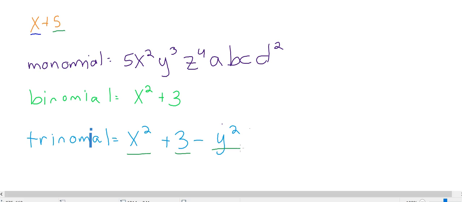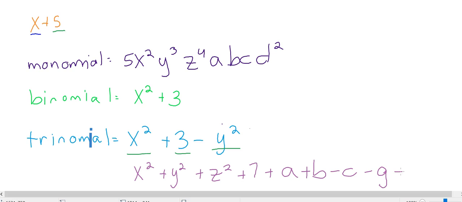Let's say you have something with many terms. Let's say you have x squared plus y squared plus z squared plus 7 plus a plus b minus c minus g minus k. This is not a monomial because there are definitely things being added or subtracted. It's not a binomial because it has 1, 2, 3, 4, 5, 6, 7, 8, 9 terms. It's not a trinomial because it has 9 terms. This is something that we call a polynomial.